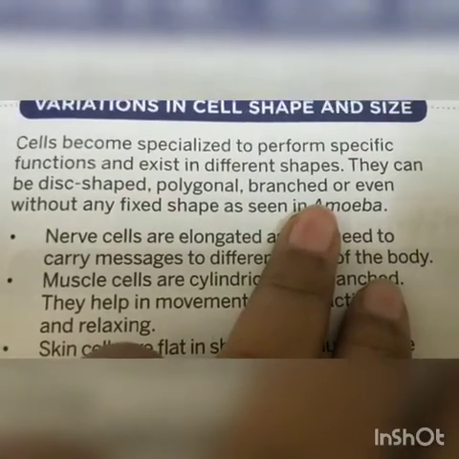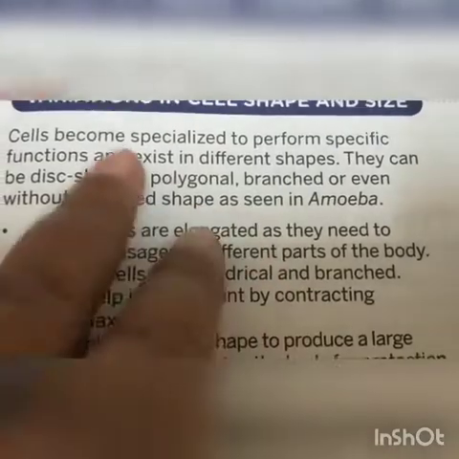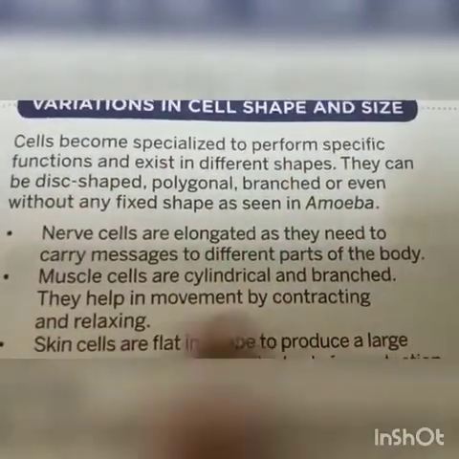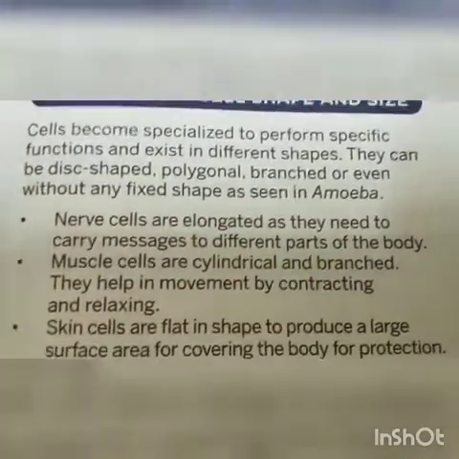They can be disc-shaped, polygonal, branched, or even without any fixed shape as seen in amoeba. So some cells are disc shaped, like plates, polygon like, or branched, meaning a structure like a tree branch, or even without any fixed shape like amoeba. Have you seen the amoeba cell? It does not have a particular shape. Okay.